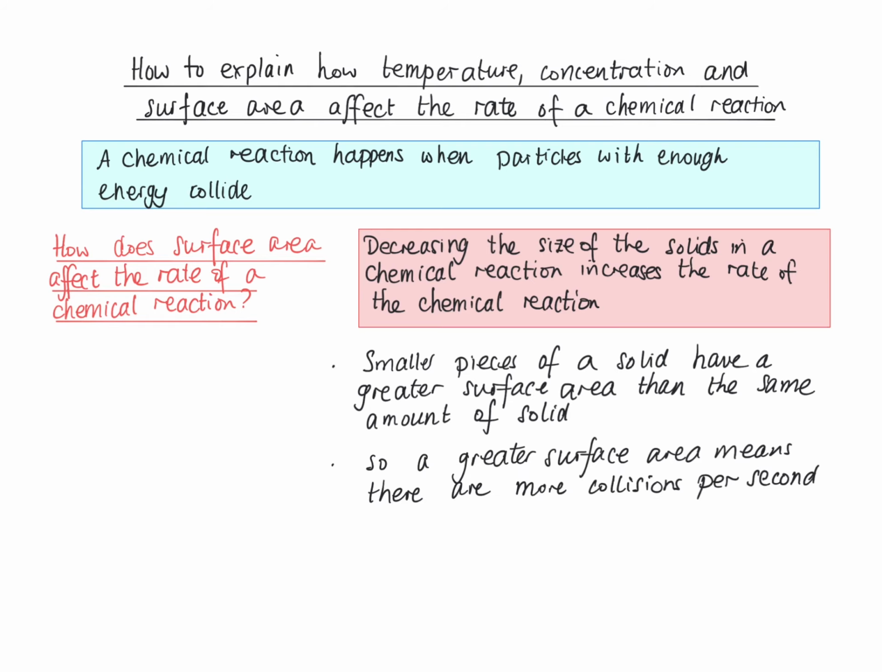And the reason for that is, a greater surface area means there are more collisions per second. So if you think about it, a powder has lots of surface area, so there are likely to be more collisions per second than if you have a big lump of the same amount of solid.